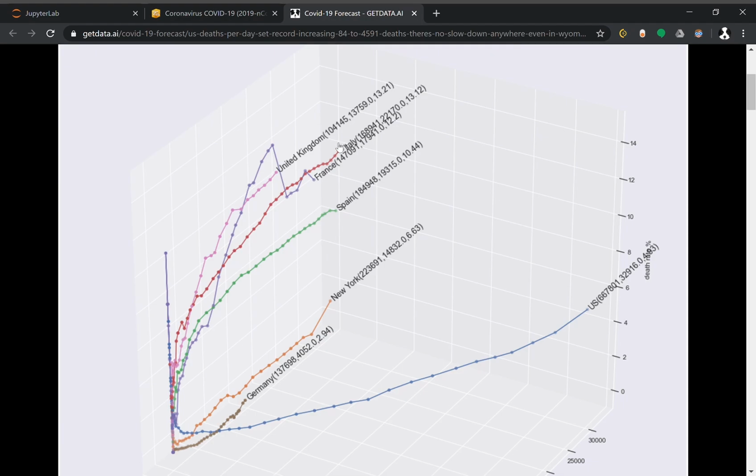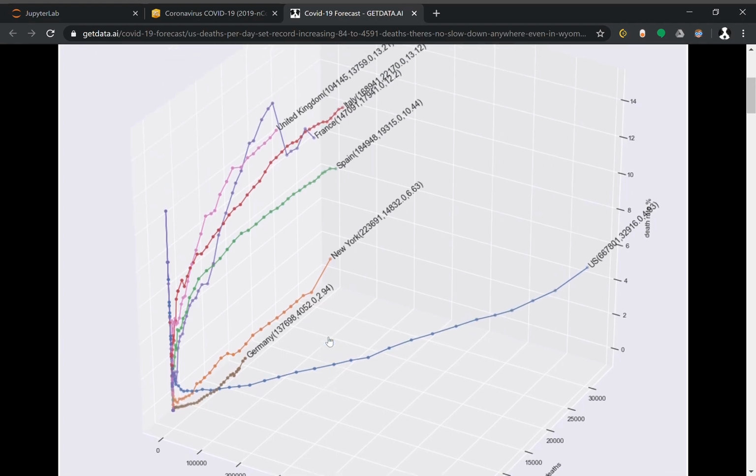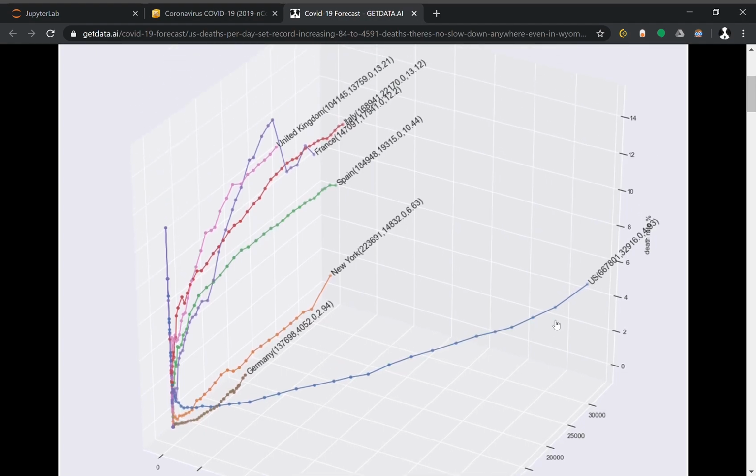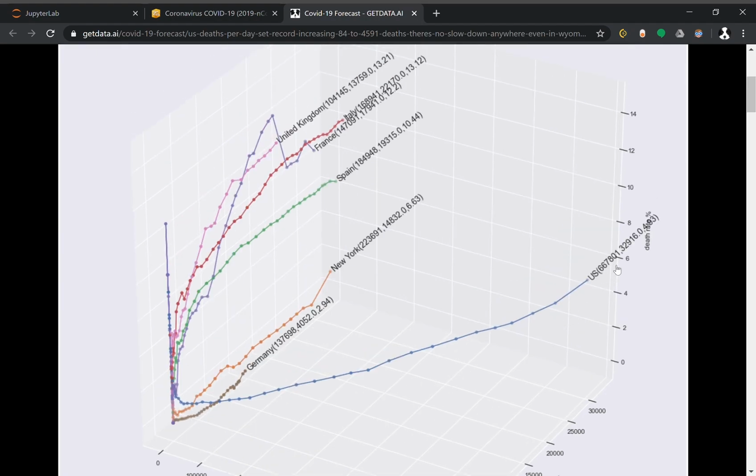and ideally you want to be over here, right? You want to be low infections, low deaths, low death rate. Okay, let's look at a couple of countries. So first, the United States. The data is represented in 3 numbers, which correspond to the axes, right? So the first number is infections.